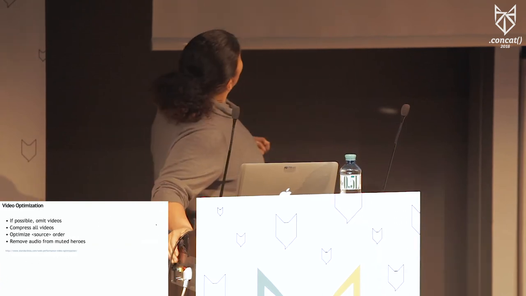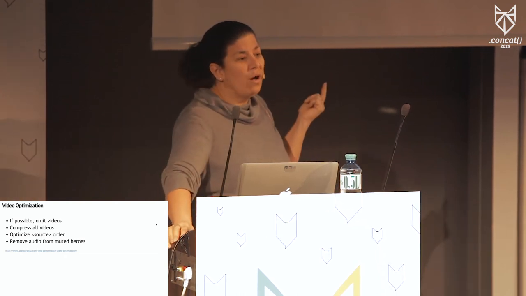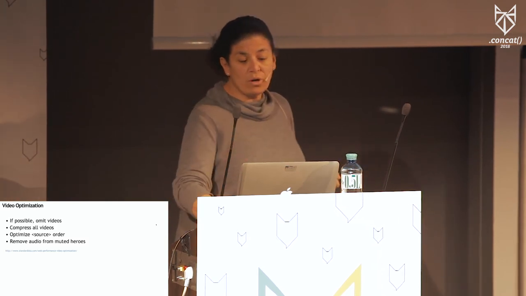Then there's video optimization. And the rules are basically the same as image optimization. Number one, for both of those, is if you can omit an image or a video, do that. But one other trick is to remove the audio on your videos if you're going to have a hero video that doesn't actually ever play audio. People are sending the audio file down and then putting it on mute. So I wrote an article, the link is right here, on how to optimize your images, I mean your videos.